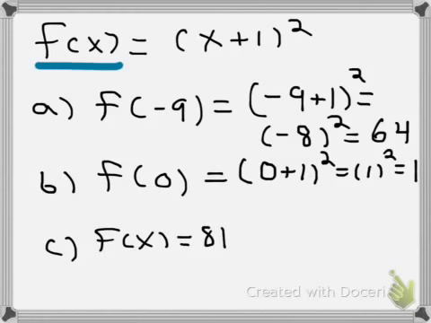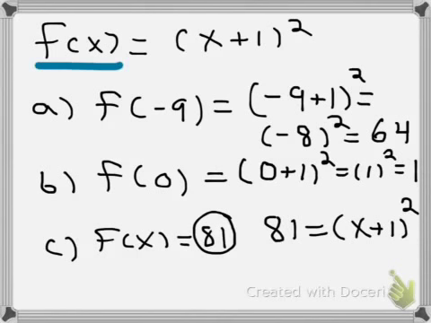Alright, the last problem. f of x equals 81. In this problem, we are taking this output, 81, and we are setting it entirely equal to the function itself, (x plus 1) squared. So let's write that. 81 equals the quantity x plus 1 squared. At this point, you're not telling me anymore what the output is going to be. You are telling me the backwards route, what x is going to be, what the input is. You are solving for x.